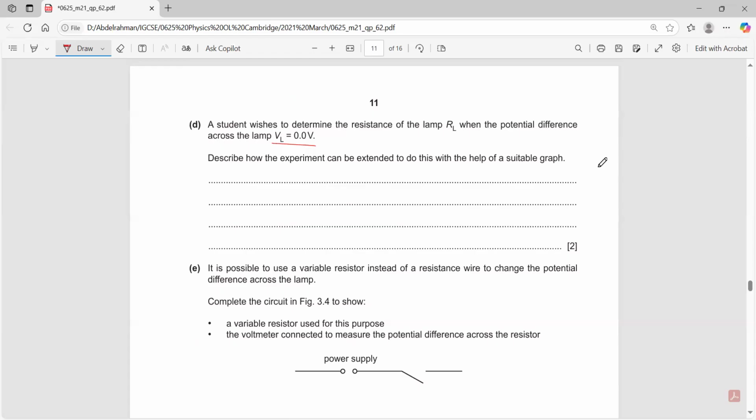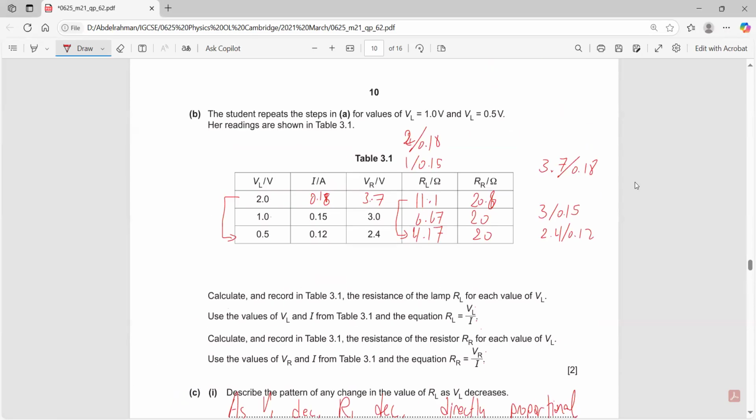Well, you can't actually make sure that the resistance is 0. How can you make sure? From the graph. You have to plot a graph with the resistance and voltage. So if I check the table, you have three values of VL and three values of RL. Are these enough? No, definitely they are not enough.